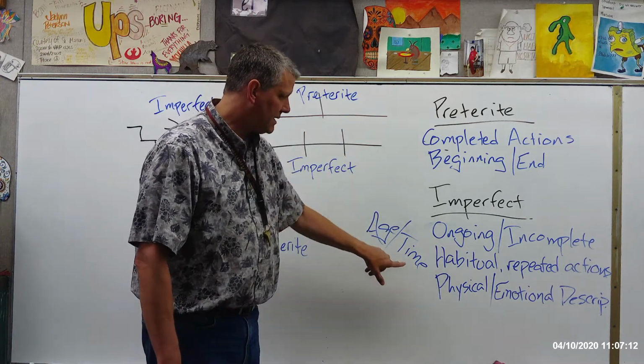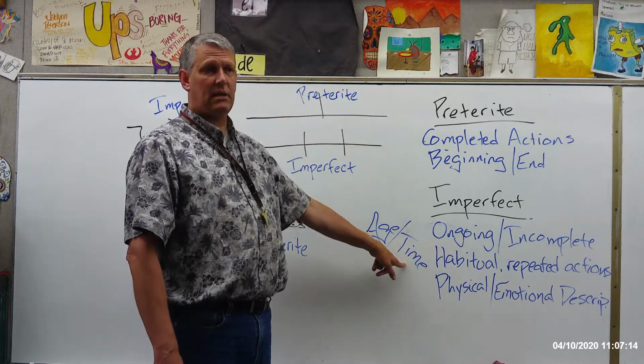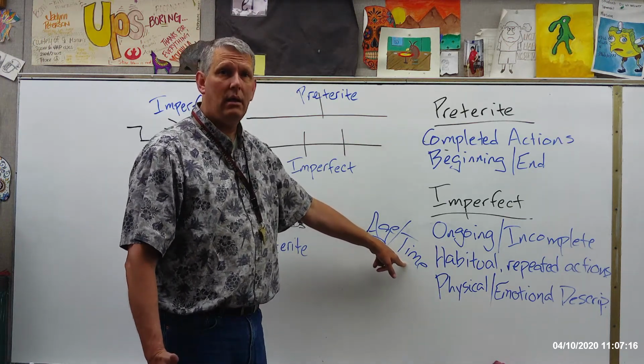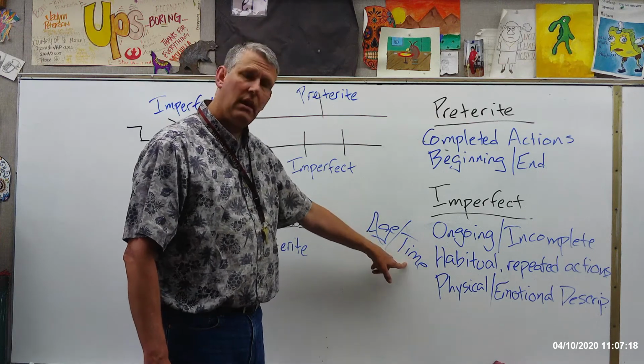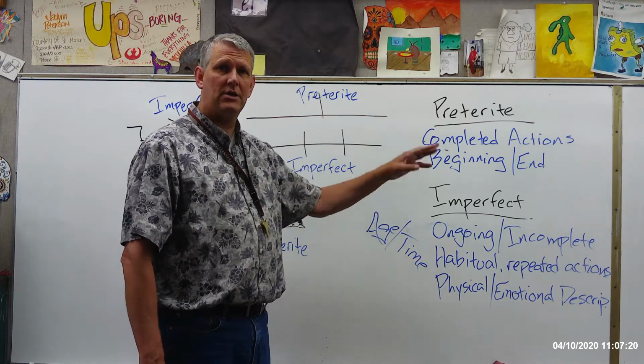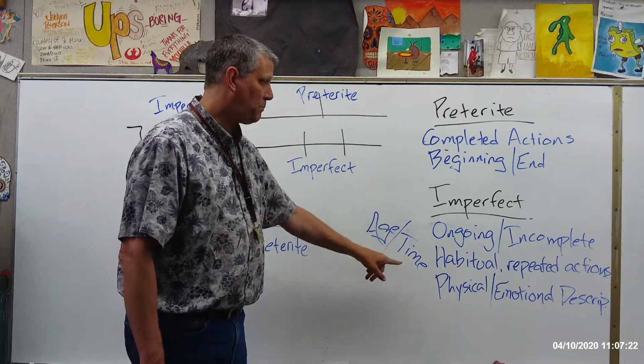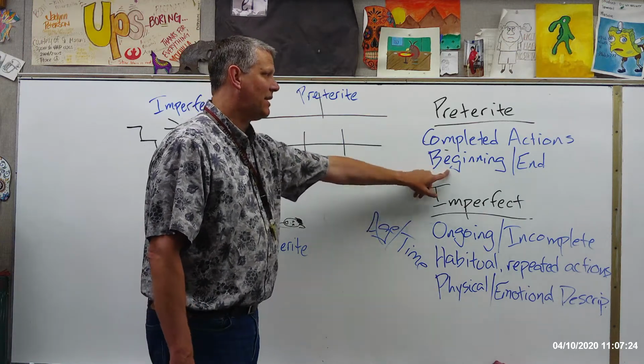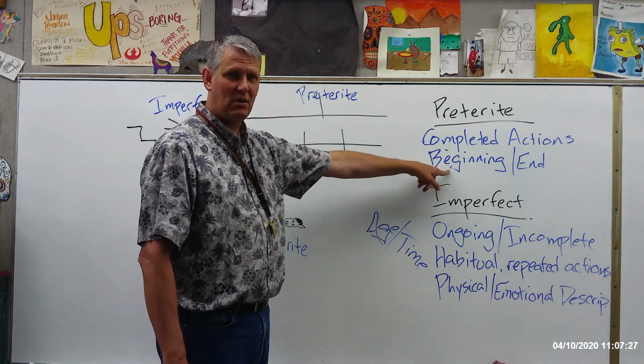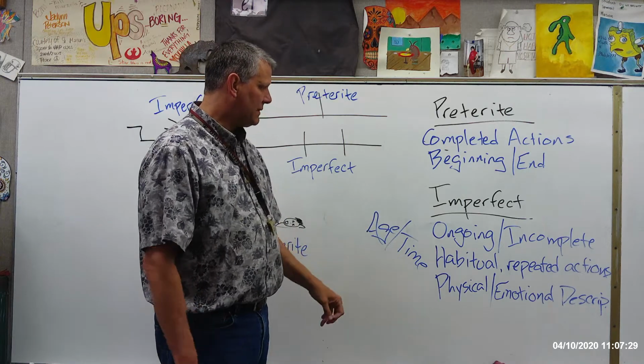But again, going back to this, time. If you say something like, it was 5 o'clock when it started raining. It was 5 o'clock. That's the ongoing action. It's not done yet. It's imperfect. When it started to rain, preterite. Okay? Last thing about this.